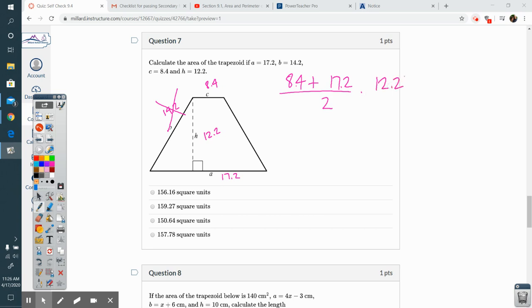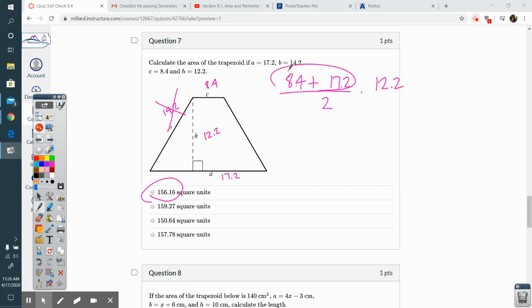So as I plug that in the calculator, I get 113. Oops, I did something wrong in my calculator. I have to do something first. I have to go 8.4 plus 17.2. Go enter first because that's an order of operations thing. Then you want to go divide by 2, and then you can multiply that by 12.2. And you get 156.16.